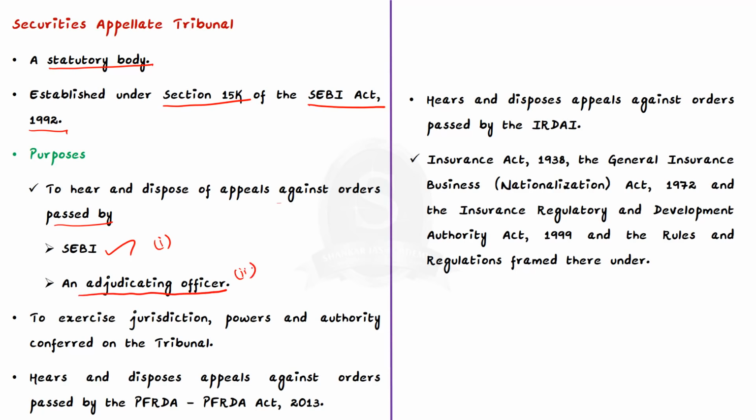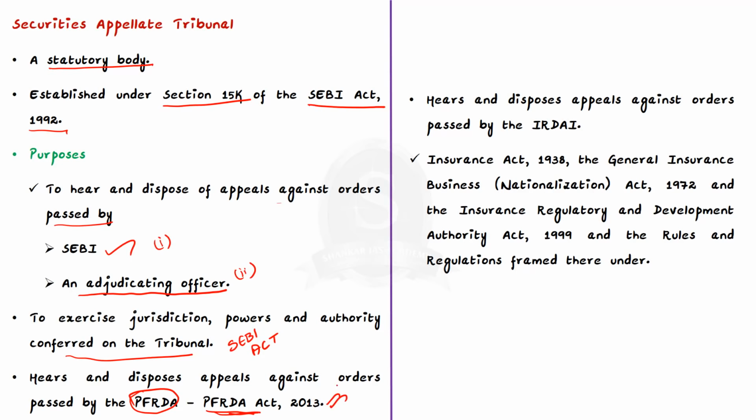The third important function is to exercise jurisdiction and authority conferred on the tribunal by the SEBI Act or any other act for the time being in force. Finally, after a government notification, the Securities Appellate Tribunal hears and disposes of appeals against orders passed by the Pension Fund Regulatory and Development Authority. This is under the Pension Fund Regulatory and Development Authority Act 2013.